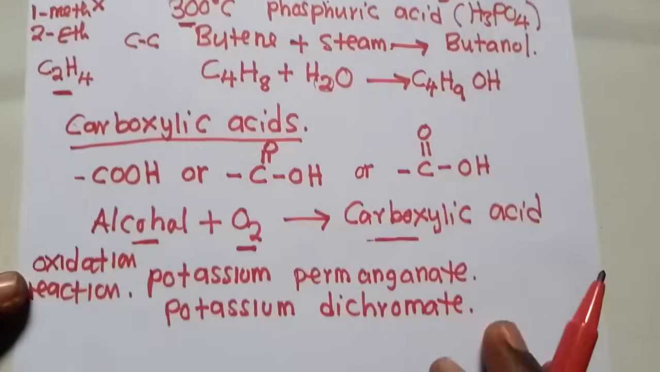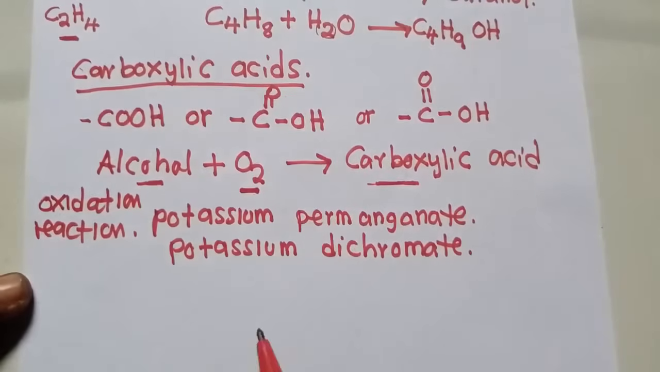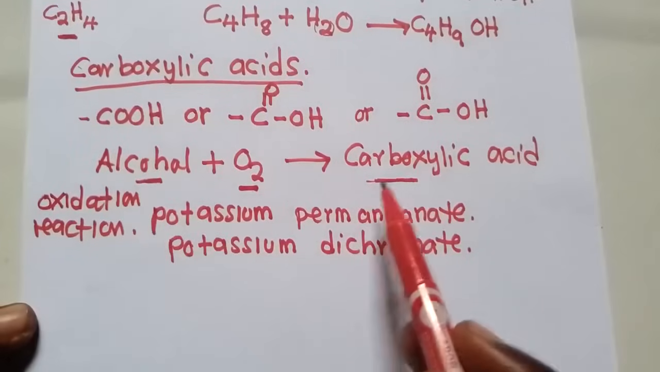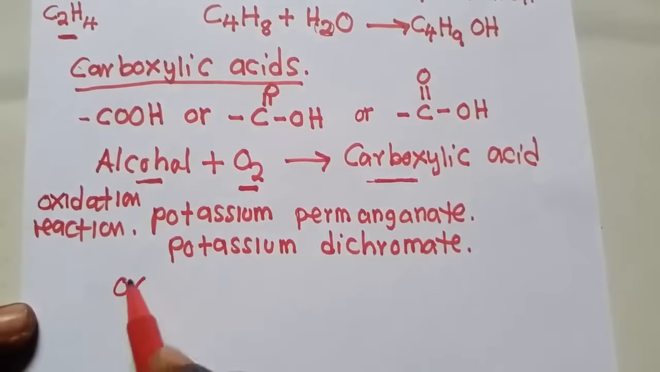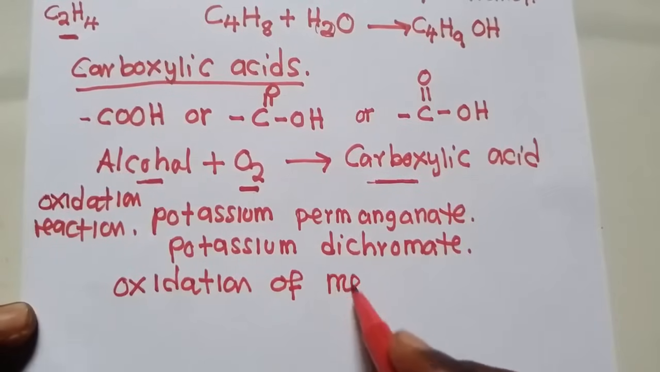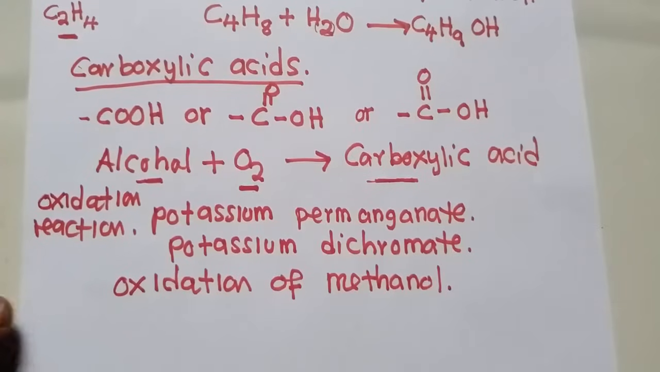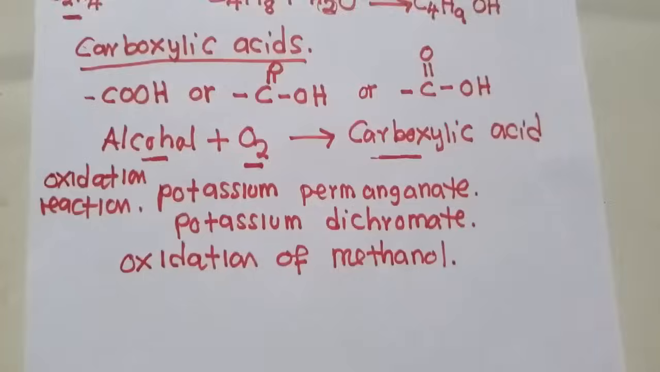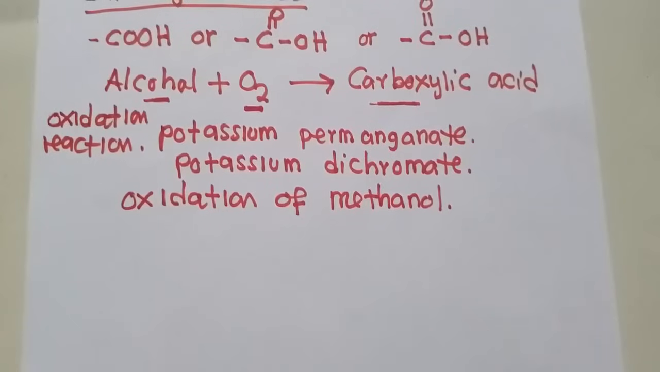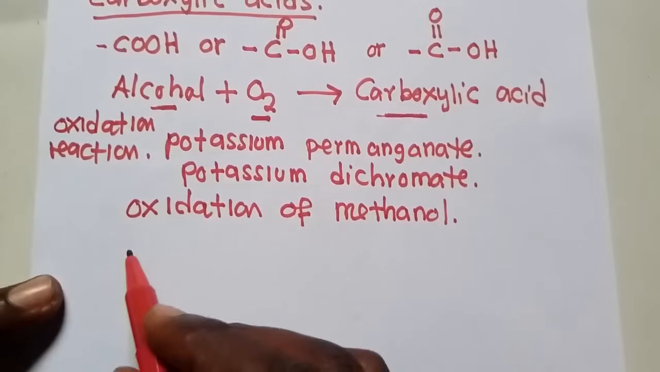Now we are talking about carboxylic acids. This reaction is called an oxidation reaction. Whenever we oxidize an alcohol, we form a carboxylic acid. Let me start with methanol. We want to oxidize methanol. How can we oxidize methanol? Methanol is just like this.